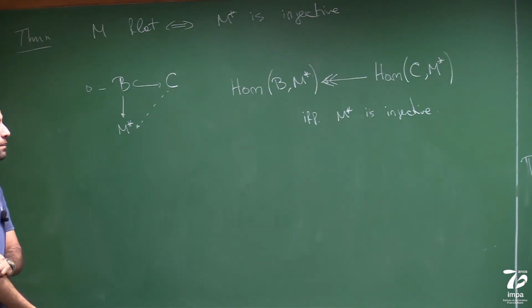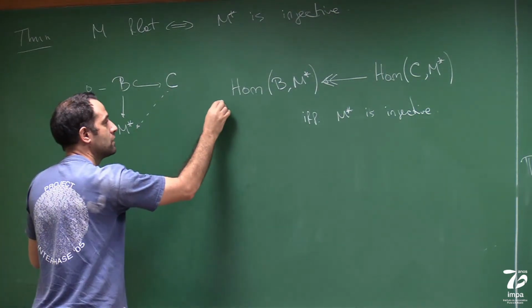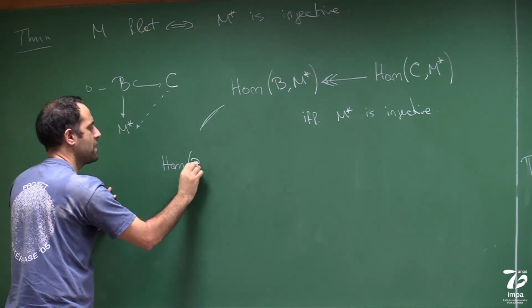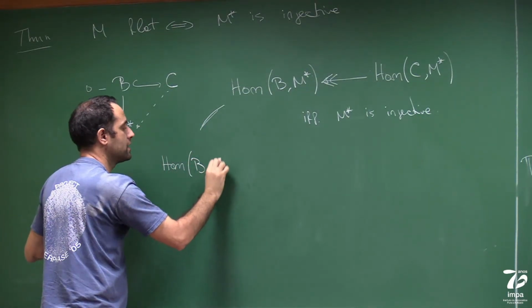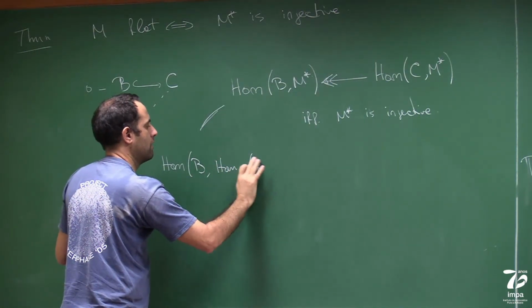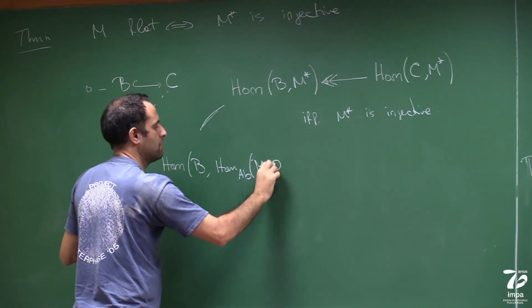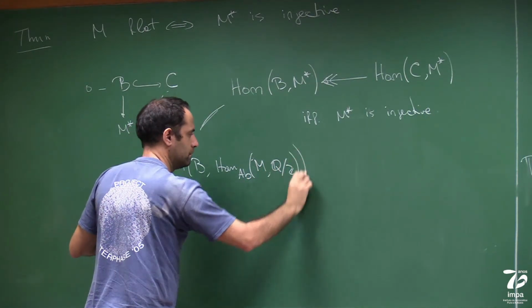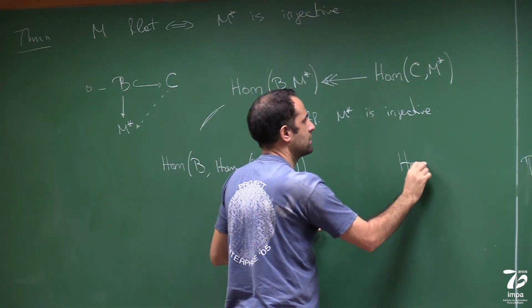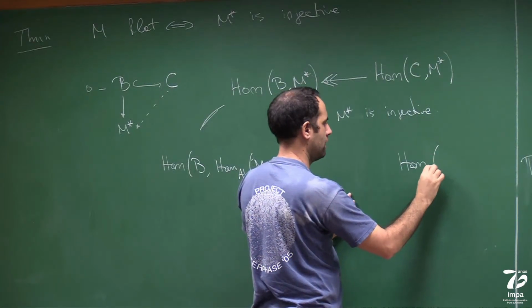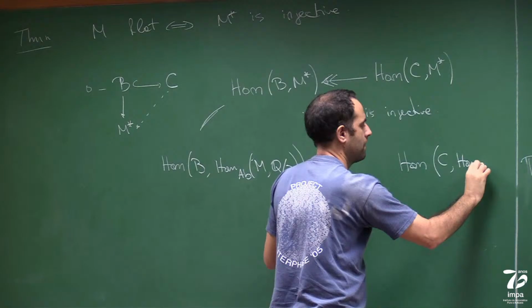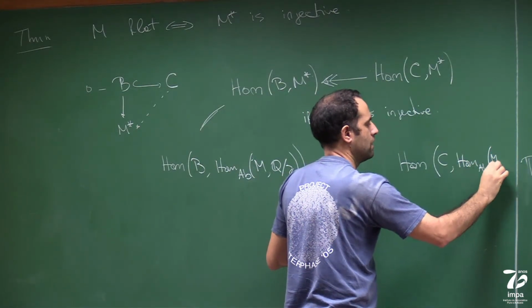But M star was Hom itself. So this guy here is Hom from B to the R module that is Hom M, Q mod Z. And the same thing here. This is Hom from C to the R module that is Hom M, Q mod Z.